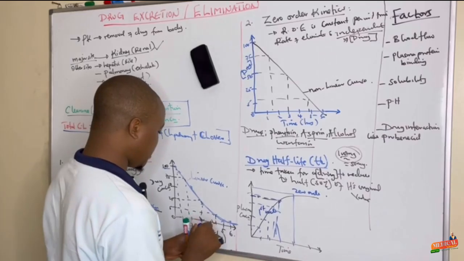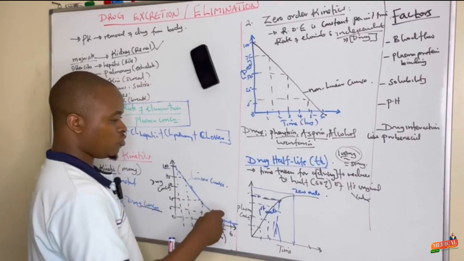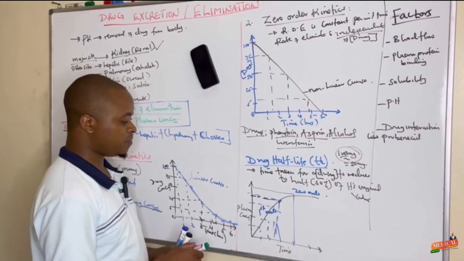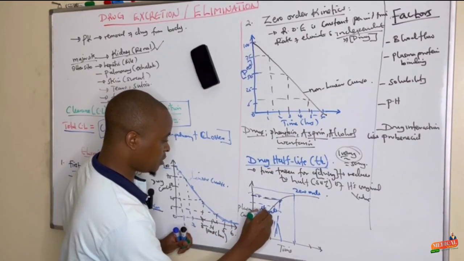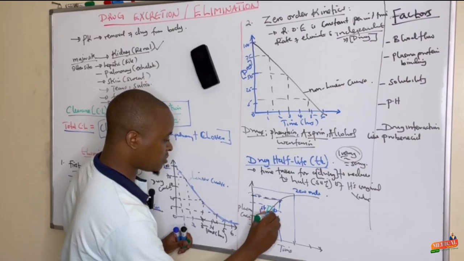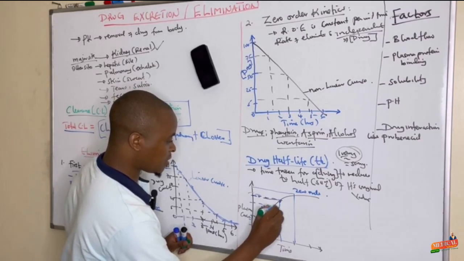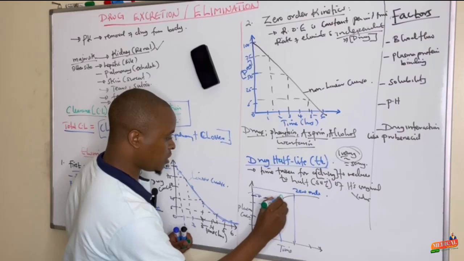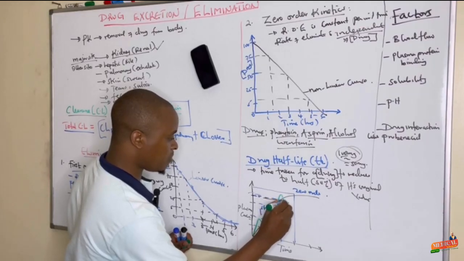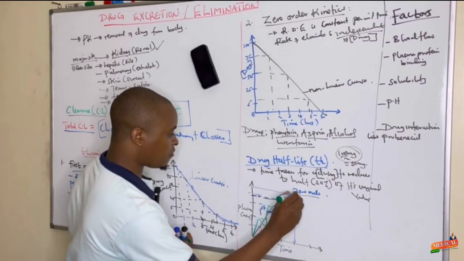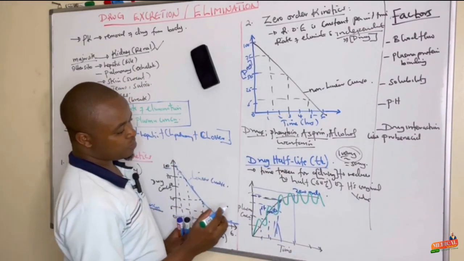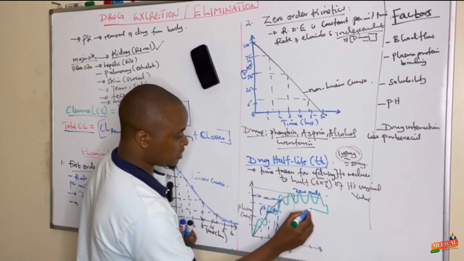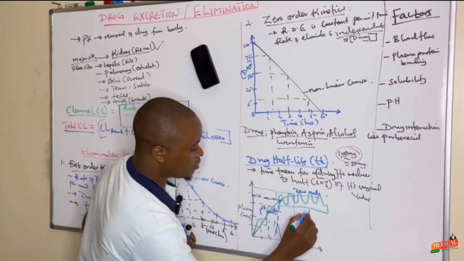Steady state, what does it mean? As you begin to give a drug for the first time, we see the trough continue to increase. When you give the dose for the 3rd time, it continues to increase. Then it reaches a time whereby the trough becomes constant. And when it becomes constant, from this point to this point is what we are calling steady state.